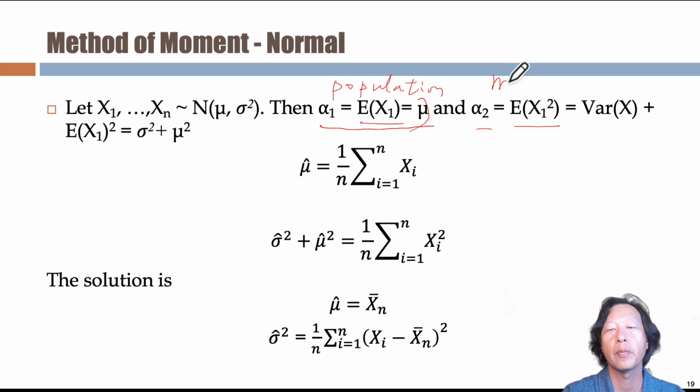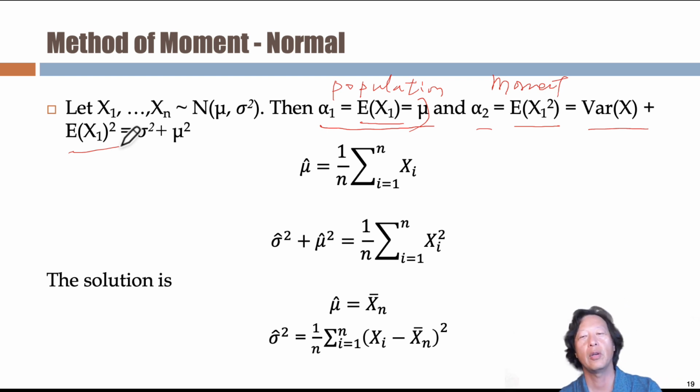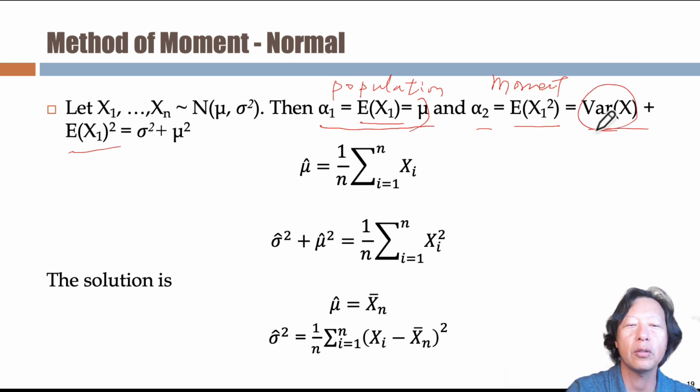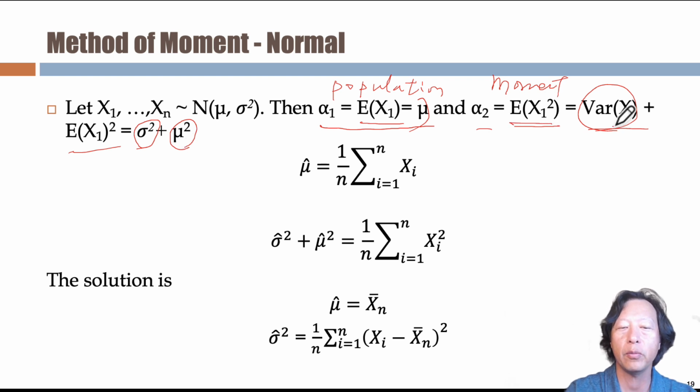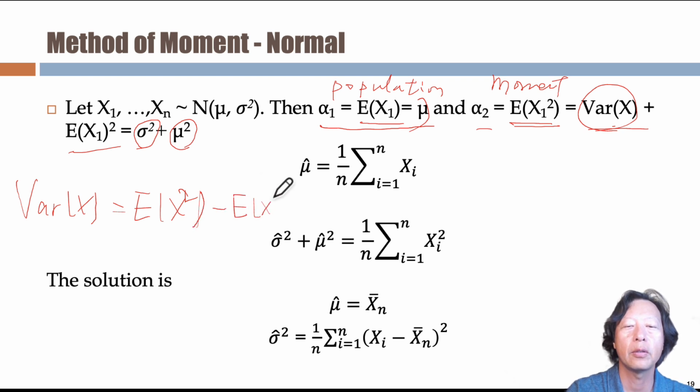This is a moment. It will be the variance plus the expected value of x squared. So what is the variance? Variance is sigma squared. And the expected value of x squared is mu squared. But why is this so? If you recall, the variance of x equals the expected value of x squared minus the expected value of x, squared, right? So this is our second moment.